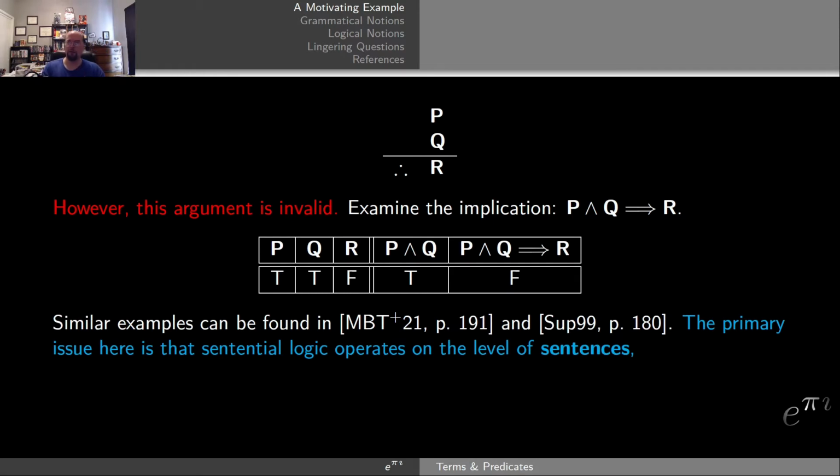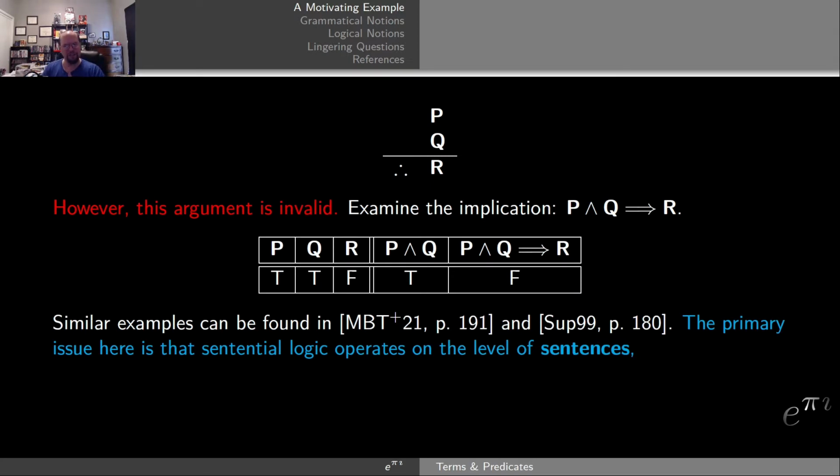Well, the primary issue here is that sentential logic, as the name implies, operates on the level of sentences. So remember, as we pointed out, P, Q, and R were all single clauses, simple sentences. P said that Socrates is human. Q said that all humans are mortal. R said that Socrates is therefore mortal. So, what's going on here is that each of these was a simple sentence. You couldn't break them down any further, and as sentences, they didn't have direct connections to each other.